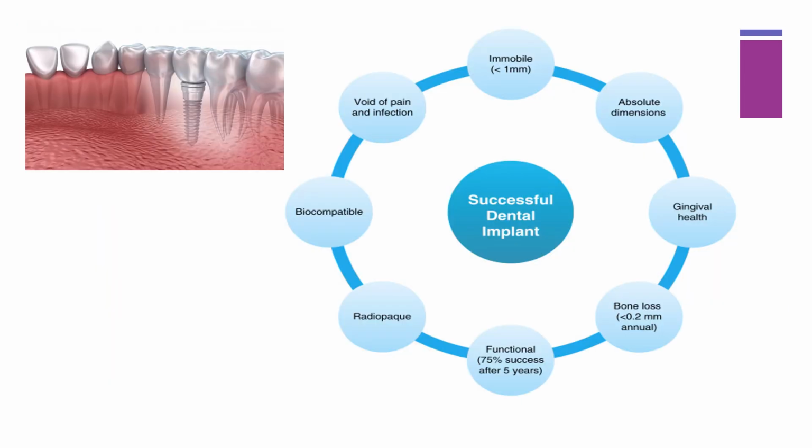So coming to successful dental implants, what are the factors that are important? It should be immobile, it should have absolute dimensions, gingival health, bone loss should be less than 0.2 mm, it should be functional, radiopaque is important, and biocompatible and void of pain and infection. So that's all for successful dental implants, and that's all for today.